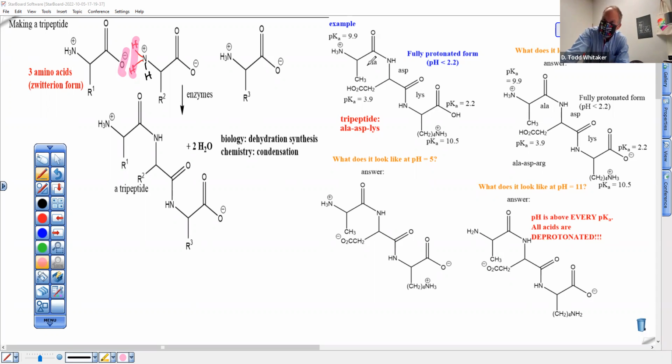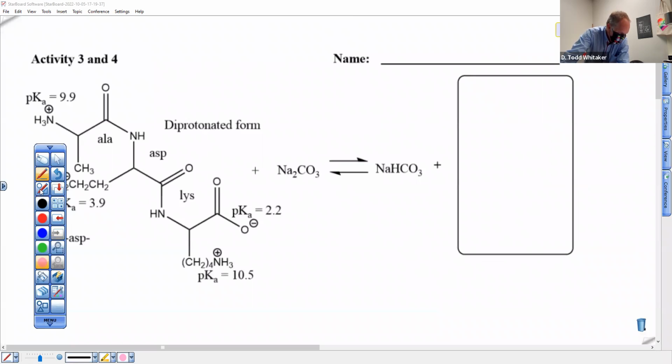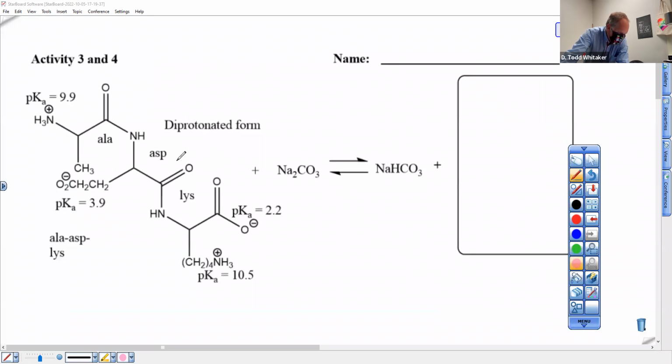So on the next page, when we do our activity, you're told you're going to start with the diprotonated form. This one's the tetraprotonated form. It's got 4 protons. This one's the triprotonated form. This one is the di. Here they are. 1 proton left here, another proton left there. We good? We're going to go to our activity. Now I've got the diprotonated form of ala-asp-lys.